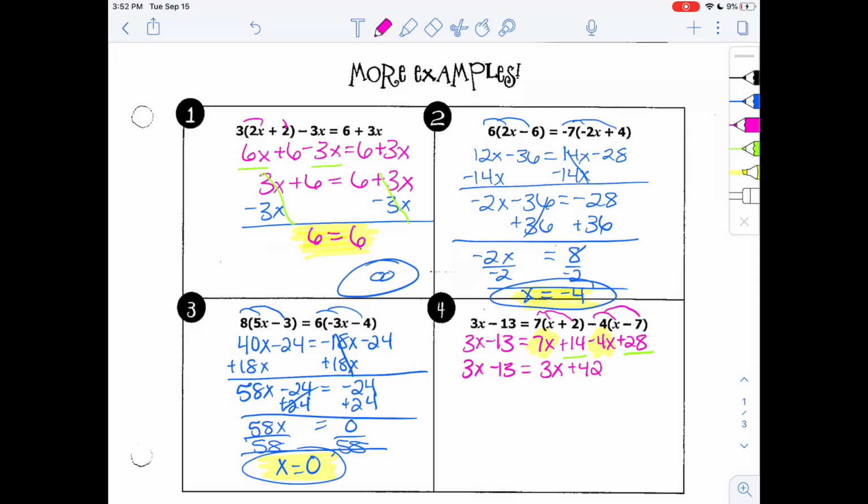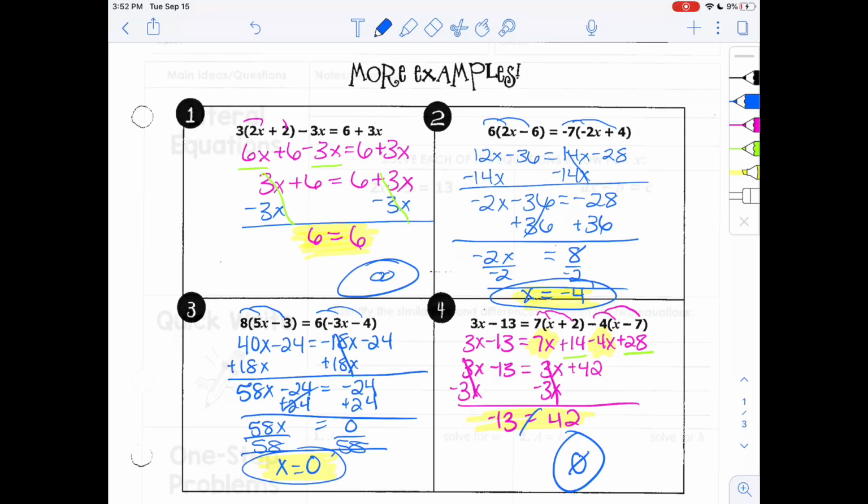Now that I've combined my like terms, I can move my variable term from the right to the left by doing the opposite operation. So I'm going to subtract 3x from both sides. When I subtract 3x from both sides, this results in negative 13 equals 42, which is not a true statement. Since this is not a true statement, I have no solution. Remember to denote no solution with a 0 with a line through it.